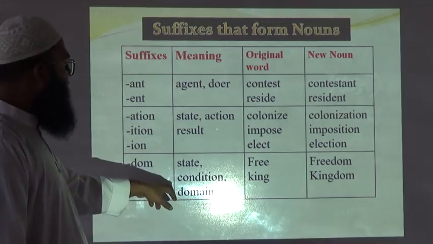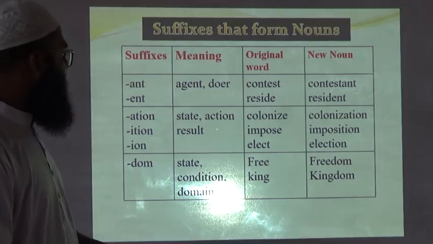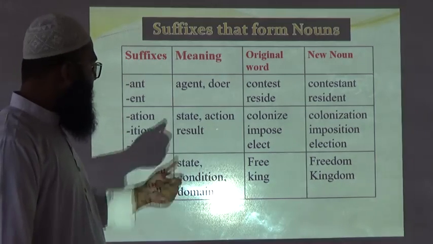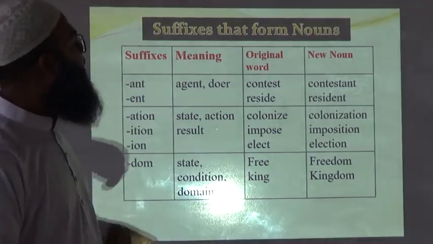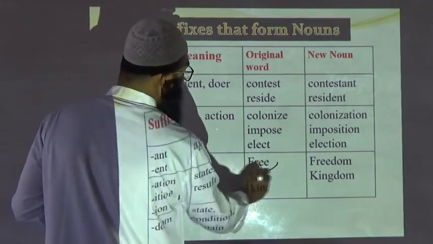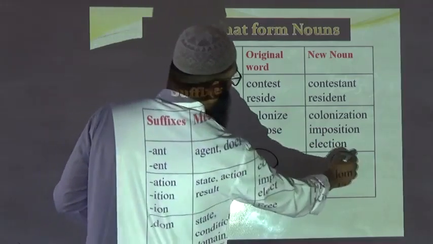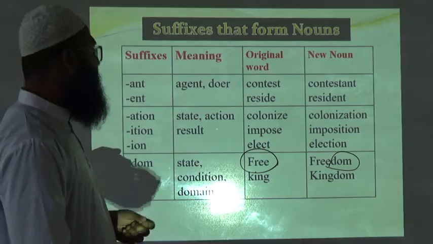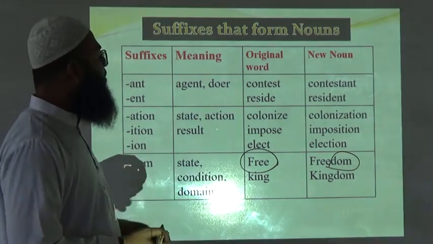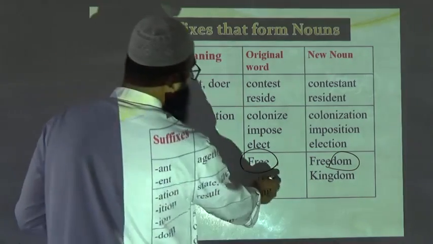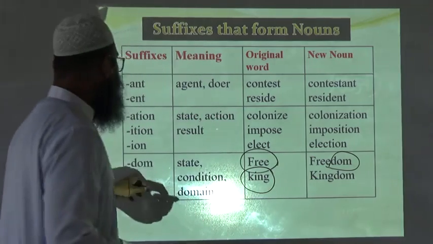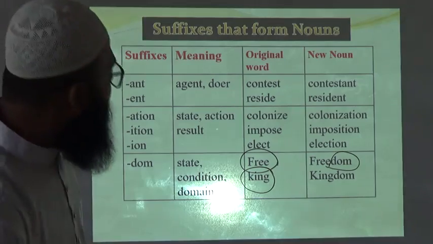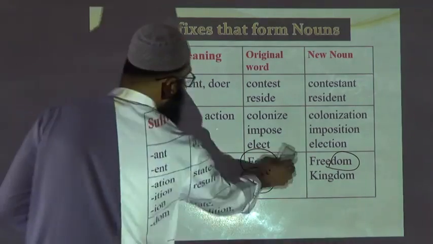DOM, that means state, condition, domain. Domain means realm. Free to freedom. Here, free was the base word. If I add DOM after free, that will be freedom. Freedom means independence. King to kingdom. King means ruler, but adding DOM it has become kingdom, the area or ruling area of a king.